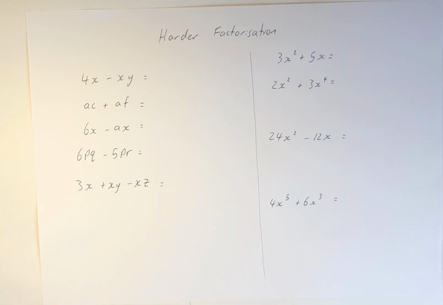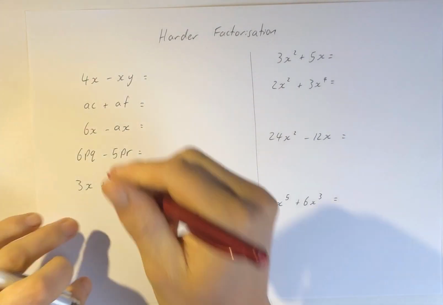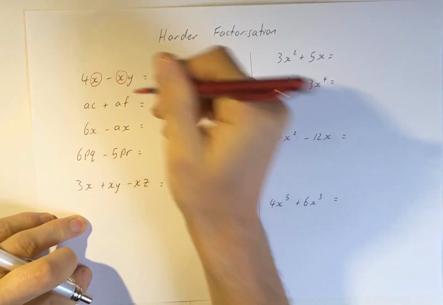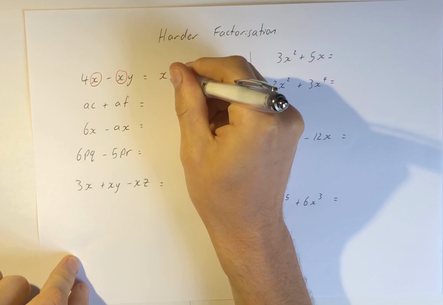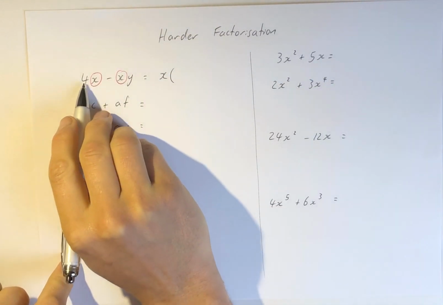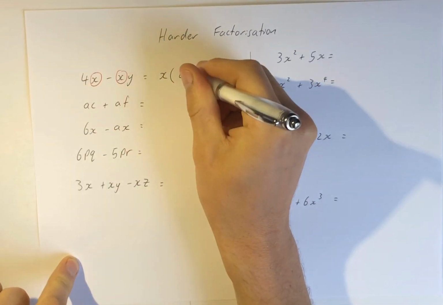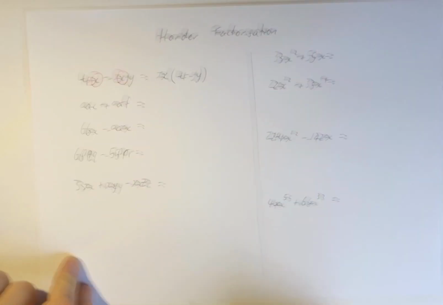So what I want to take out of both of these is an x, isn't it? That is the highest common factor out of both of those terms. So it's going to be x on the outside, and I have 4 take away y left on the inside.